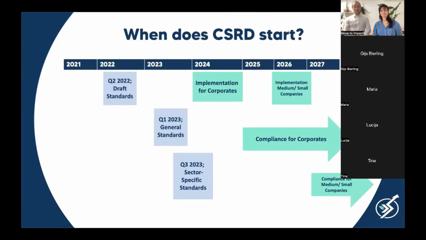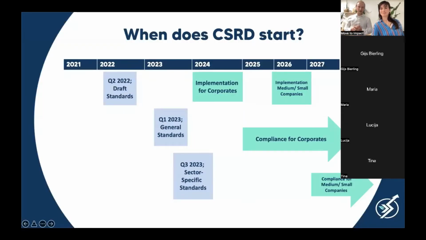So let's start with a timeline. When does CSRD start, actually? The first reporting drafts were made in 2022, actually a few months ago. It will be finalized in a few months, in Q1 2023. As you can see, the timeline is pretty short, because in 2024 already, companies have to start implementing and have to start measuring these indicators. And they have to report in 2025.